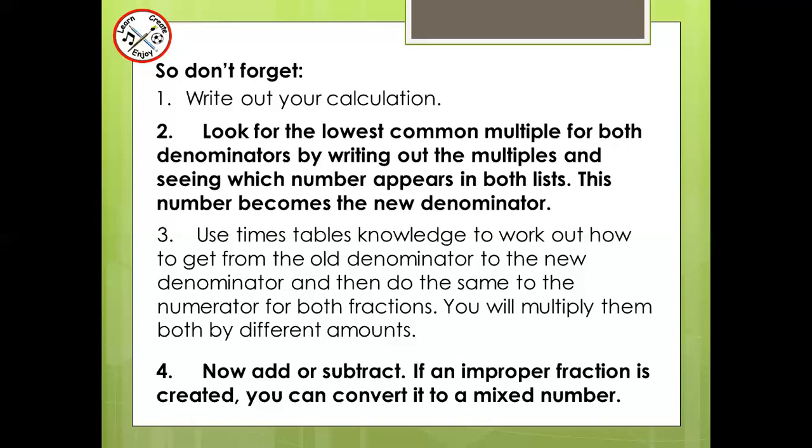If you create an improper fraction, you can convert it to a mixed number by looking for how many wholes you can make, how many amounts of that new denominator you have got, and then what else you have got left over.